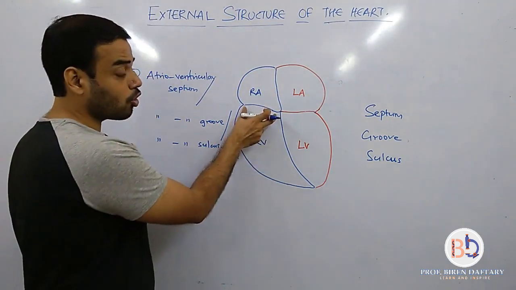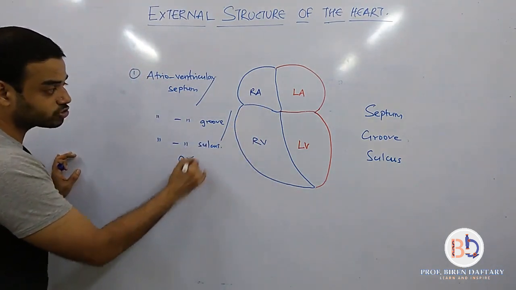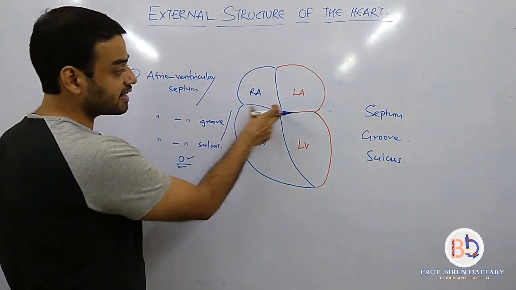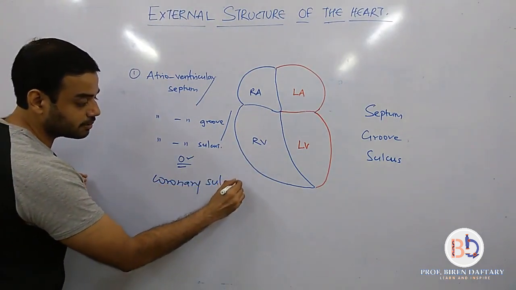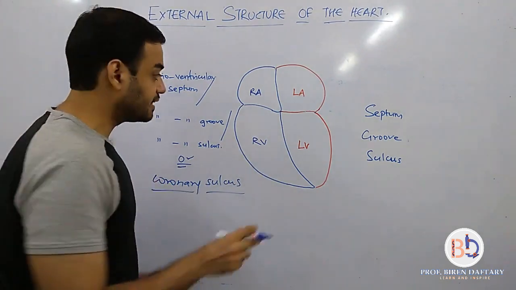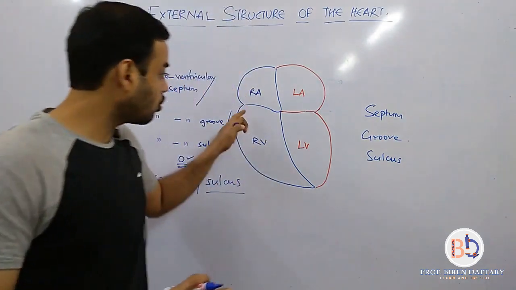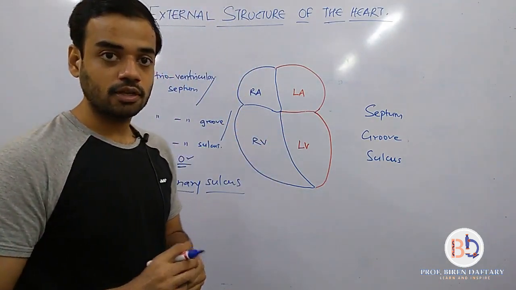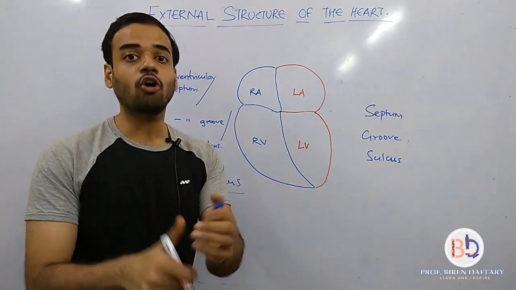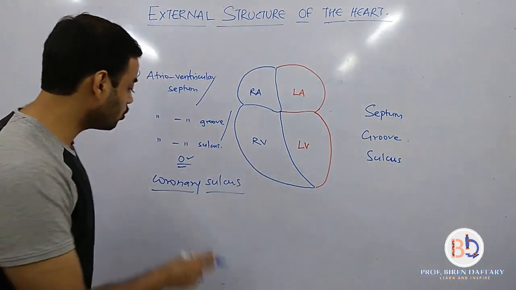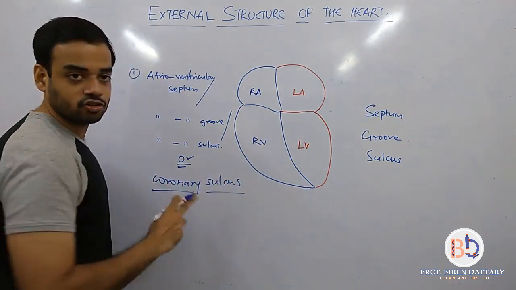Now, this wall also has another specific name. These three names are already there, but this and this wall are also called the coronary sulcus. Please remember this word. So now you can call these walls by four different names: either atrioventricular groove, sulcus or septum, or coronary sulcus. I will tell you why it is called the coronary sulcus later on.